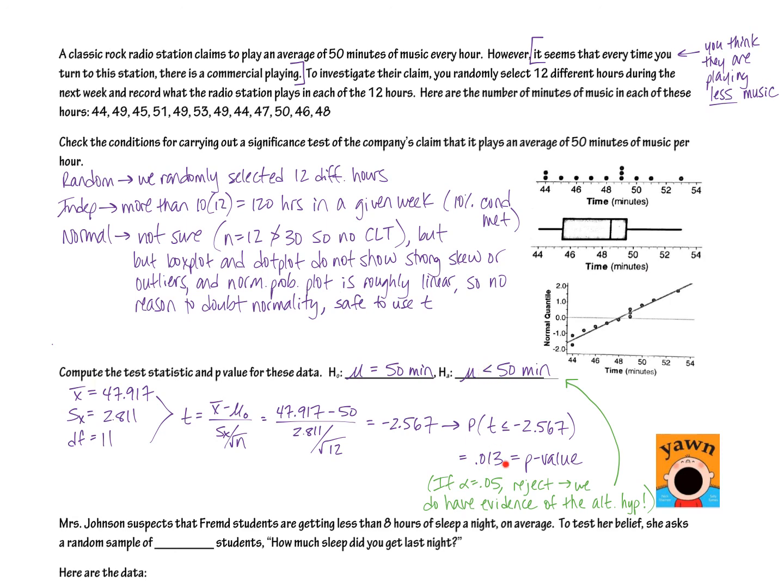So we get this p-value. If you're looking this up in the table, you're looking at the degrees of freedom of 11 row, and you're looking for a test statistic as close as you can get to negative 2.5-ish. It's going to give you a p-value that's consistent with this, but not as accurate. If our alpha level that we're using here is 0.05, since nothing was given here, we would reject. This p is too low. We reject the H0. That means we do have evidence that this is true, that the radio station is playing less than 50 minutes.